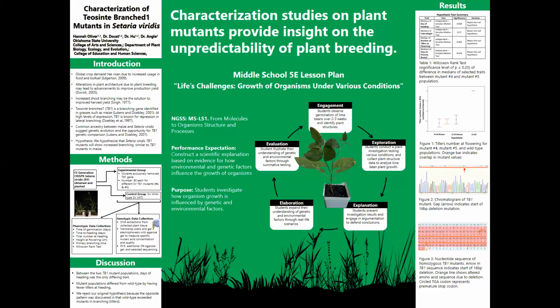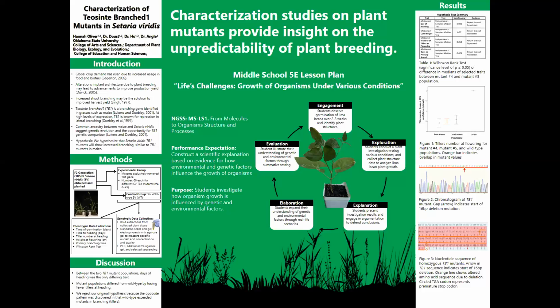Hypothetically, with TB1 removed, there should appear much more lateral branching in the form of tillers than in the wild type. However, because tiller count in the wild type outnumbered the mutants, as we see in Figure 1, this led us to reject our original hypothesis. And in future studies, we wish to expand our study of the domestication traits by measuring other Setaria viridis attributes, as well as discover the result of the 16 base pair deletion mutation.